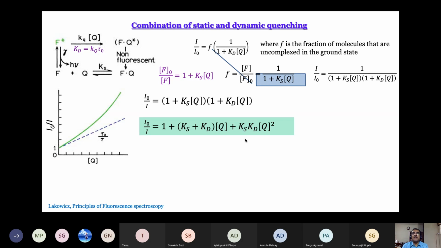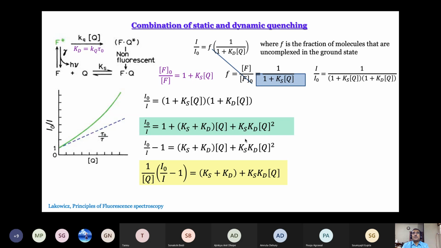To do that, first of all, I take 1 from the right hand side to the left hand side. I0 by I minus 1 is equal to Ks plus Kd multiplied by Q concentration plus Ks Kd multiplied by the square of Q concentration. Remember, this concentration of Q is something that I am adding analytically, measured using a laboratory balance. So I just divide throughout by Q concentration. On the left hand side, I get I0 by I minus 1, the whole thing divided by concentration of Q. On the right hand side, I get Ks plus Kd, that's a constant term, plus Ks Kd multiplied by Q concentration. Okay. So now that is a linear equation.